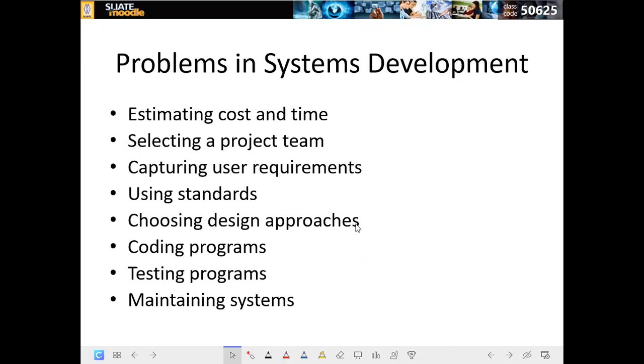Right. Then what are the problems in systems development? You may come across some sort of problems. Problems are there anywhere, right? So even in system development, you may find problems. The first one is estimating cost and time.